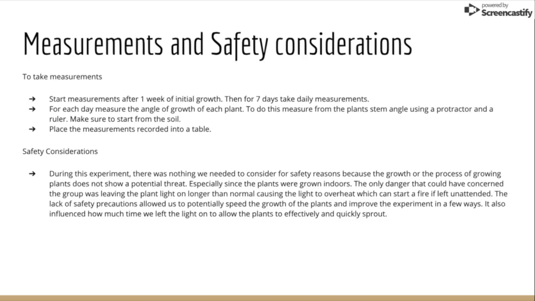For safety considerations during this experiment, there was nothing we needed to consider for safety reasons because the process of growing plants does not show potential threat, especially since the plants were grown indoors. The only danger that could have concerned the group was leaving the plant light on longer than normal, causing the light to overheat, which can start a fire if left unattended. The lack of safety precautions allowed us to potentially speed the growth of the plants and improve the experiment in a few days. It also influenced how much time we left the light on to allow the plants to effectively and quickly sprout.